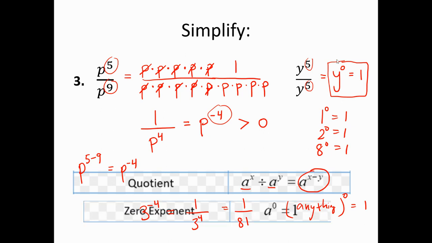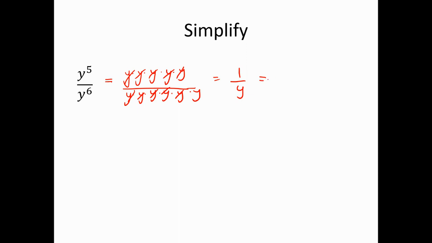Okay, so then we've got this zero exponent property and negative exponent property. So here, again, I can show that I would have 5 y's on top, and 6 on the bottom. 1, 2, 3, 4, 5, 6. So there's going to be 1 left when I cancel everything out. So it's equal to 1 over y. And this is also equal to y to the minus 1, because 5 minus 6 is equal to negative 1.